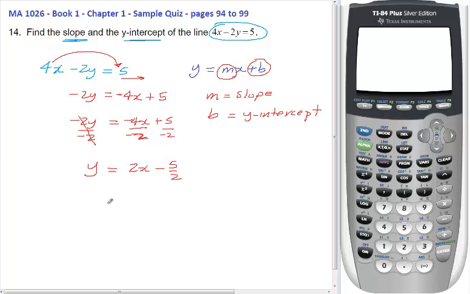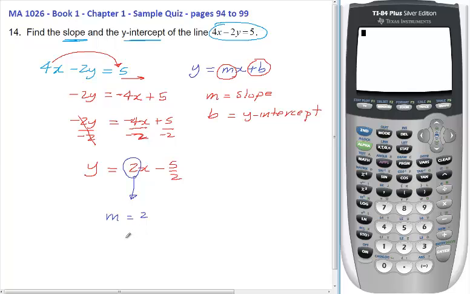So now, if you're just asked to state it, which is all we're asked to do, we're not asked to graph it, all we need to do is state it. So take this value here, right? Let me just change color so you can see it better. When it's in the form y equals, the value in front of x is the slope. So the slope here is simply 2.